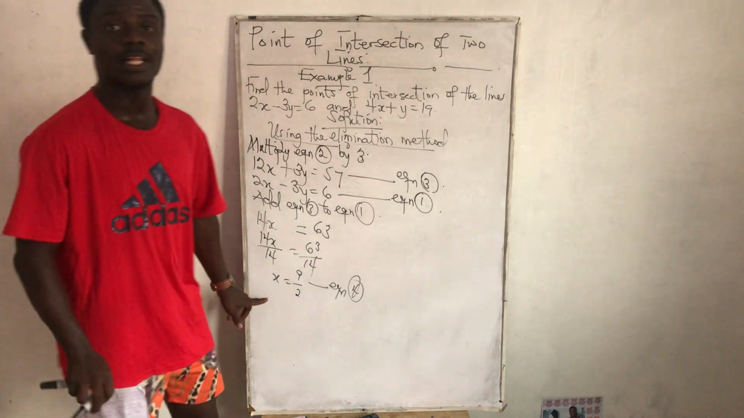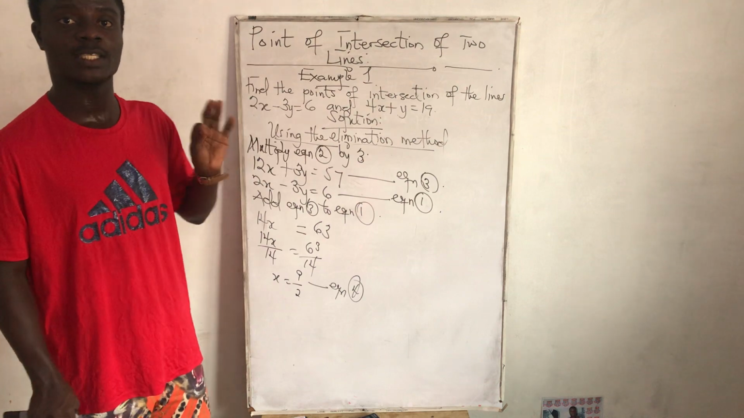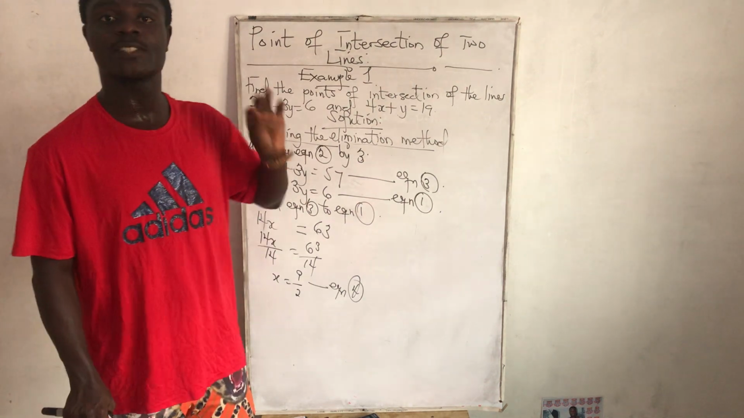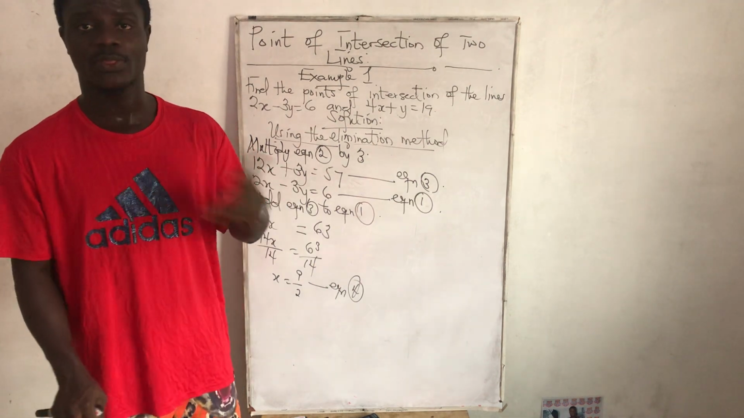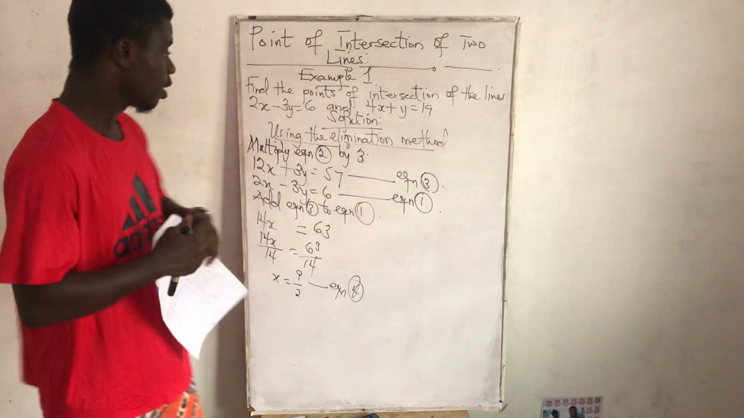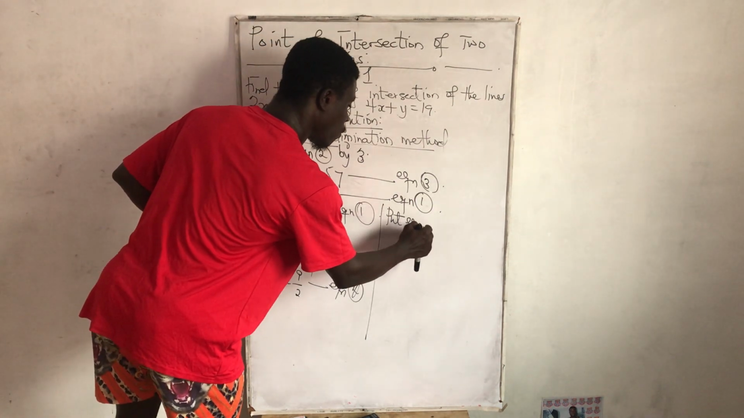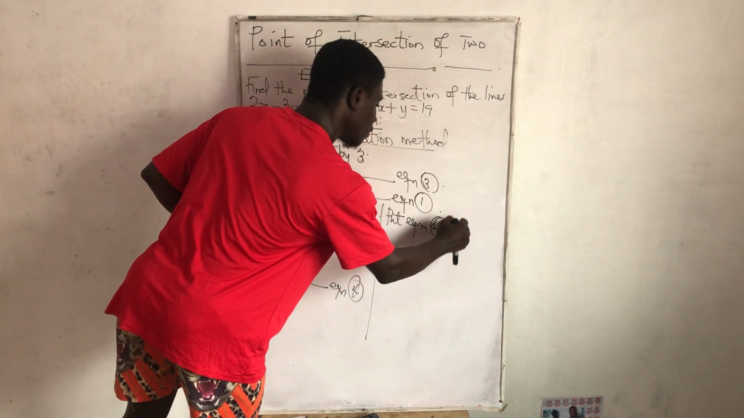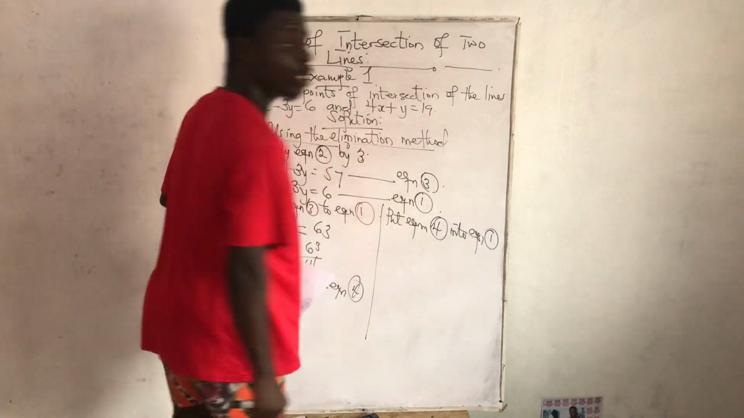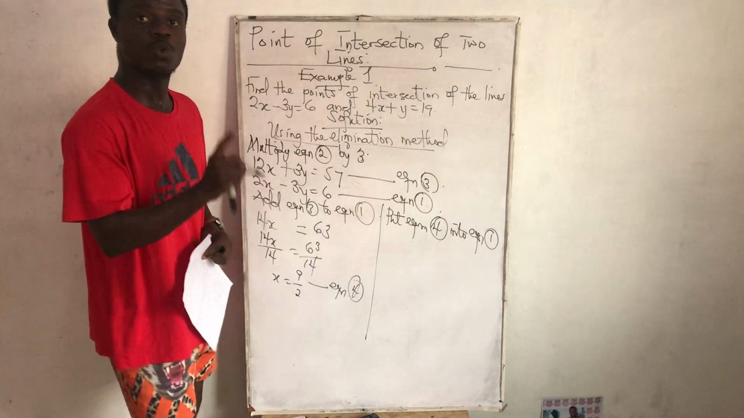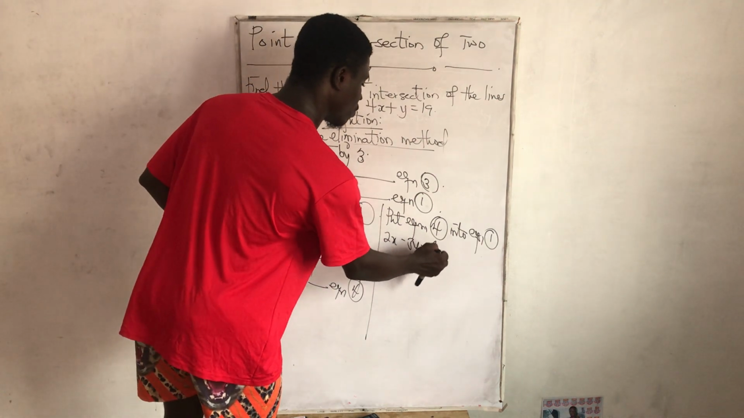Then now we know the value of x, which is 9 on 2. So we can substitute x equals 9 on 2, which is equation 4, into either equation 1, 2, or 3. Any preferred equation. So now here, I can go ahead and put equation 4 into equation 1. So equation 1, we have 2x minus 3y equals 6.